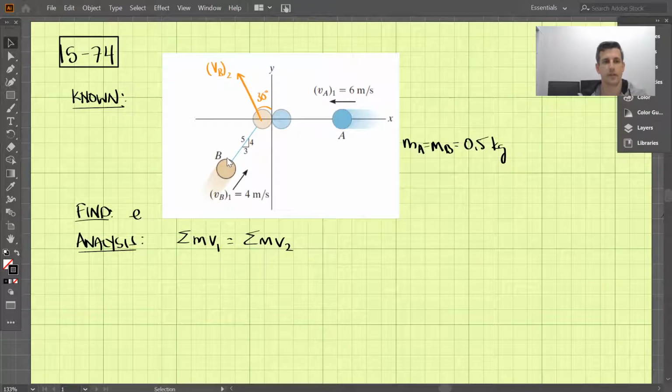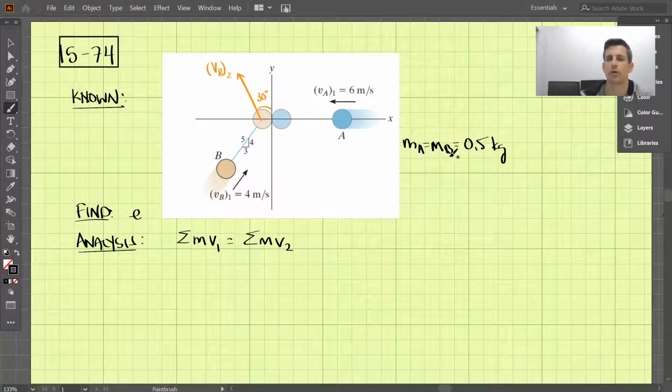Okay, so this is 1574 here, and we are given two disks, A and B, and their velocities prior to impact. We know that after impact, VB is traveling 30 degrees away from the y-axis. A will just be along the x-axis after impact because the line of impact is the x-axis. The masses of the disks are equal, both 0.5 kilograms, and we're looking for the coefficient of restitution.